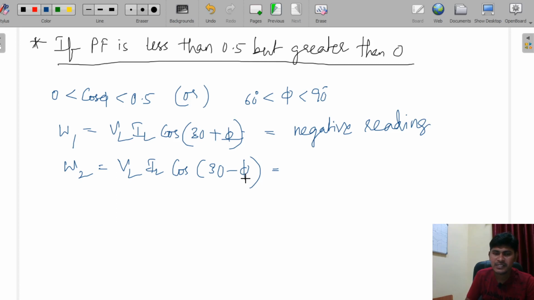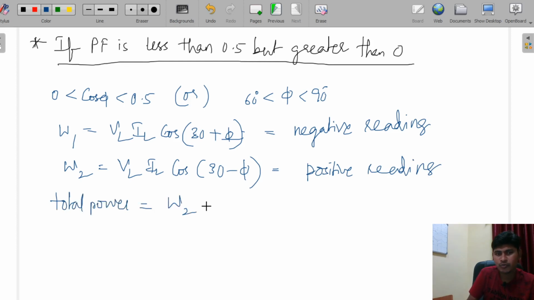If it is 60, you will get 30 degrees, cos 30. If it is less than 90, say if you take 89, 30 minus 89 will be minus 59. Anyhow, cos 59 will be a positive value only. Then you are going to get a positive reading. Then the total power consumed by the load will be W2 minus W1, because you will get a negative reading over here.